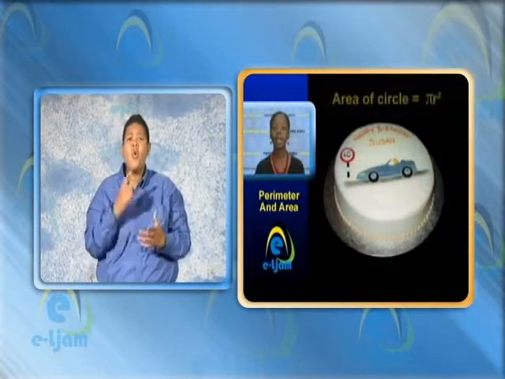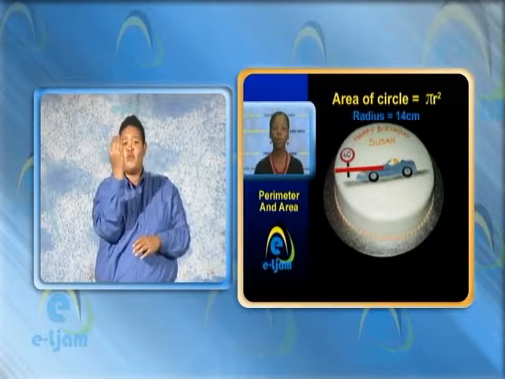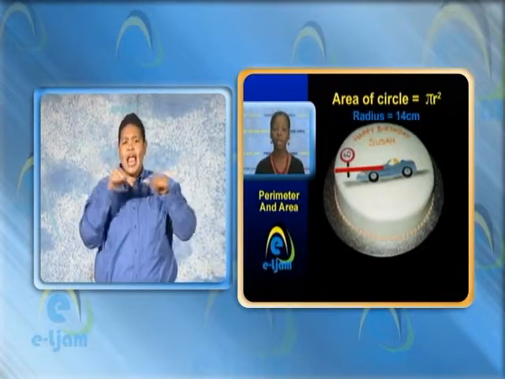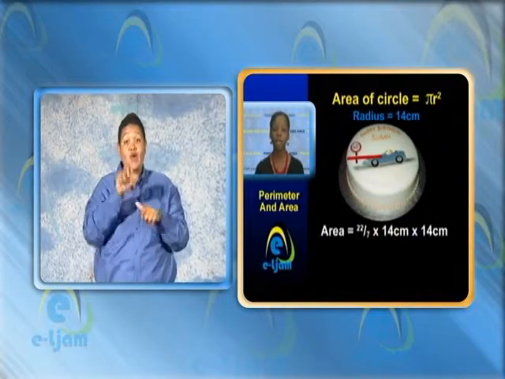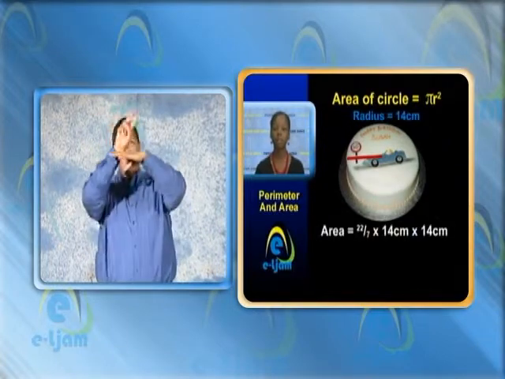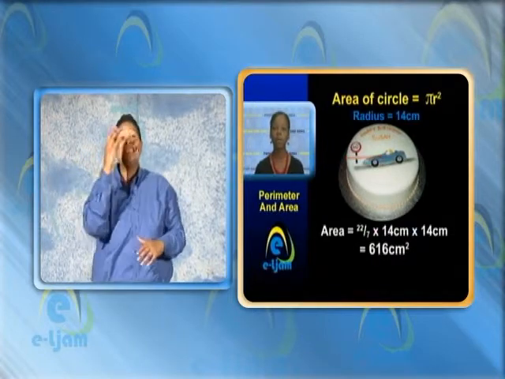What if we had a cake with a radius of 14 centimeters? How would we find the area of the top of the cake? The area would be 22 over 7 times 14 centimeters times 14 centimeters, which is 616 centimeters squared.